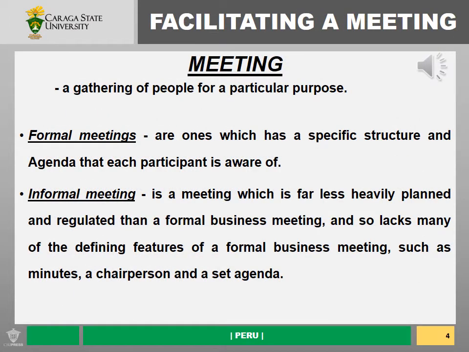Meeting. A meeting is a gathering of people for a particular purpose. We have two types of meetings. First are the formal meetings, which have a specific structure and agenda that each participant is aware of. A formal meeting is a pre-planned gathering of two or more people who have assembled for the purpose of achieving a common goal through verbal interaction. Formal meetings are characterized by their predetermined topics, a set of objectives, and formal notices.